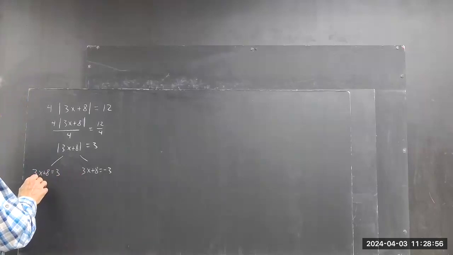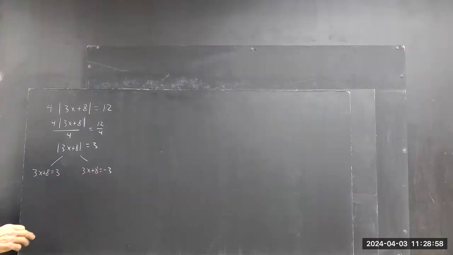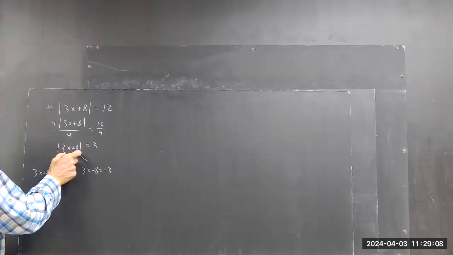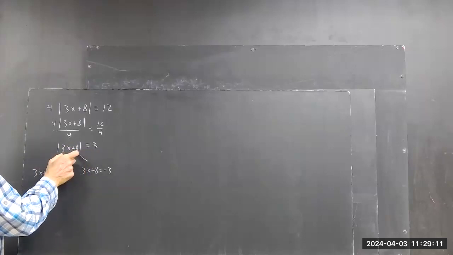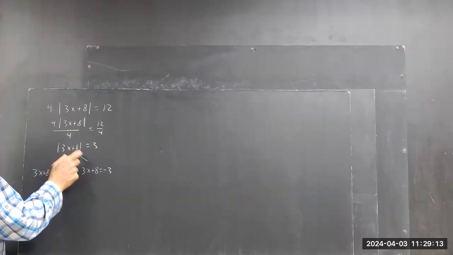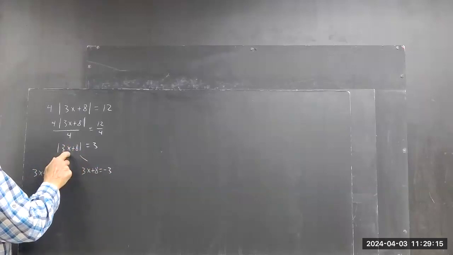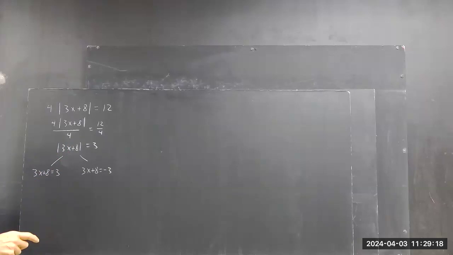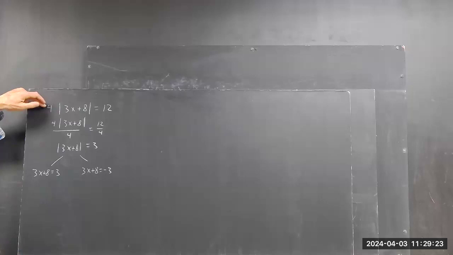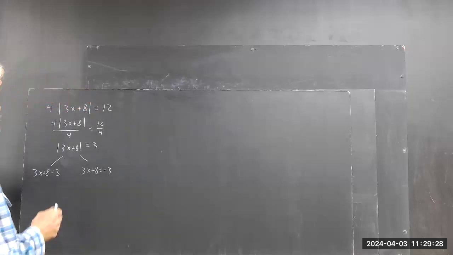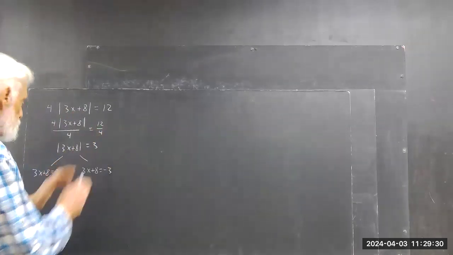Then you solve this equation and you solve this equation. That's all there is to it. But you need to understand what absolute value means. The absolute value of whatever's in here is 3 if whatever's in here is 3 or whatever's in here is negative 3. And it doesn't matter what's in here. That's always going to be the case. Now you can't do that up here because you've got the 4 in front of it. Divide both sides by 4 until you get absolute value equals.